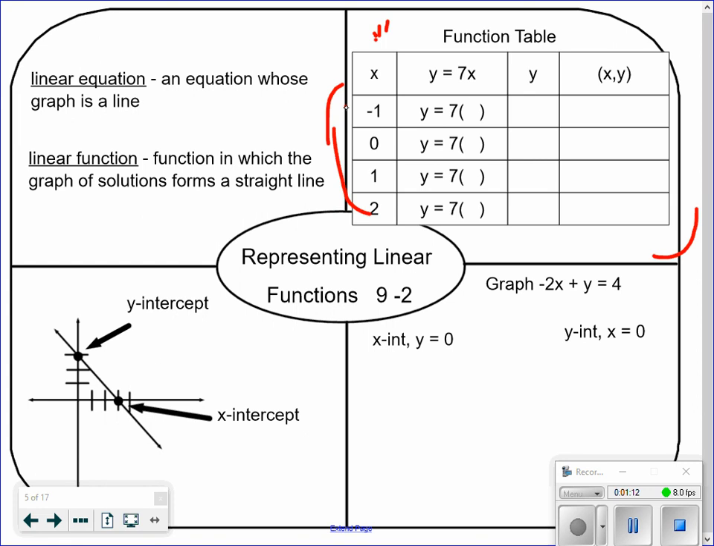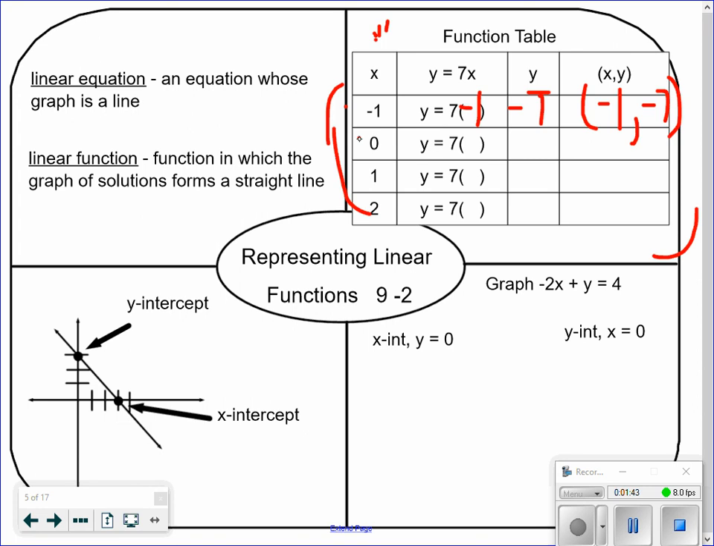So right now, with this function table, I want you to come over and place the -1 in here, and then go ahead and solve for y. So 7 times the -1 would give us a -7, and then this will give us an ordered pair of -1, comma, -7.